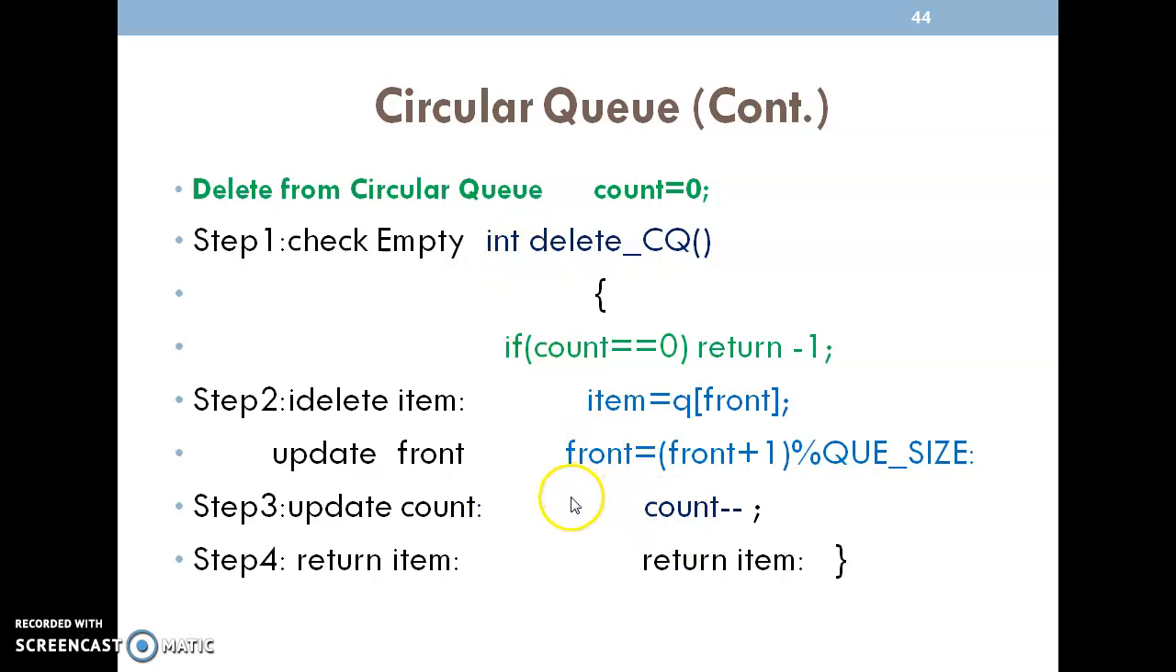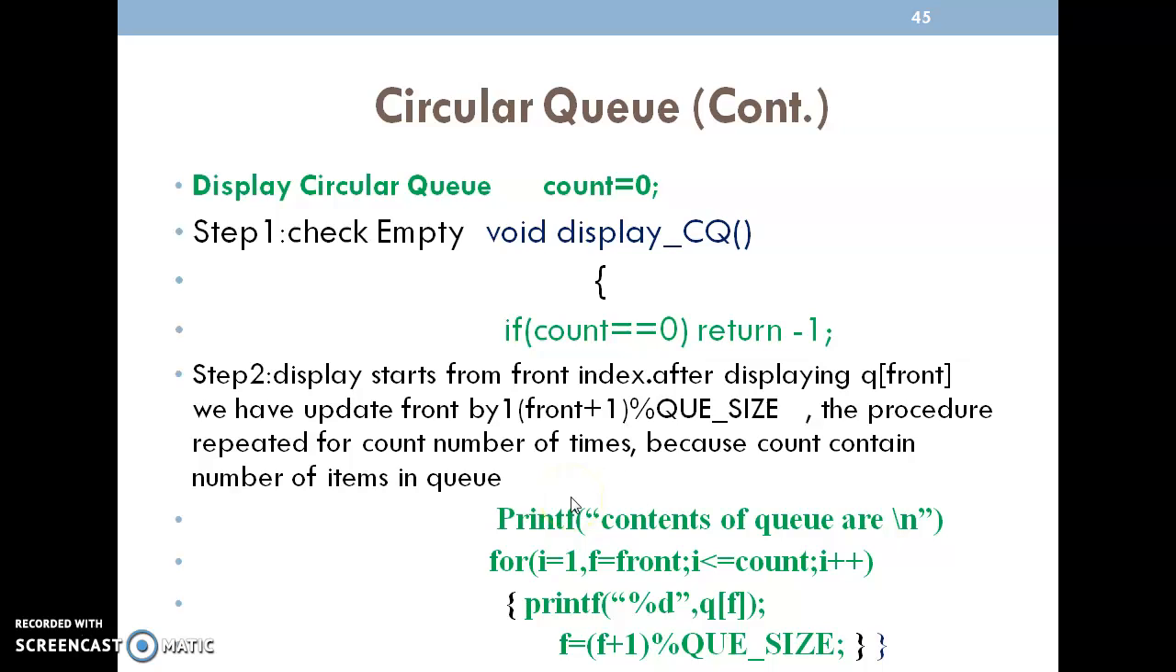Then displaying the elements of a queue. Initially, again you have to check whether the queue is empty or not. If count equal to 0, return -1. If it is not empty, then display the contents of the queue. Here we always start displaying from the front. That is, I have taken i equal to 1, i less than or equal to count. If 5 elements are there, then i will be increased from 1 up to that many values.